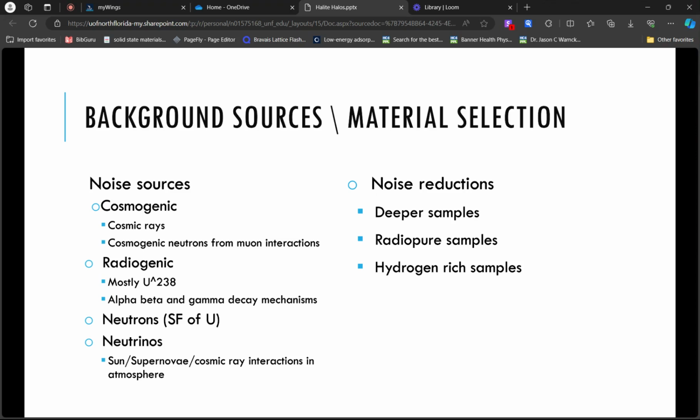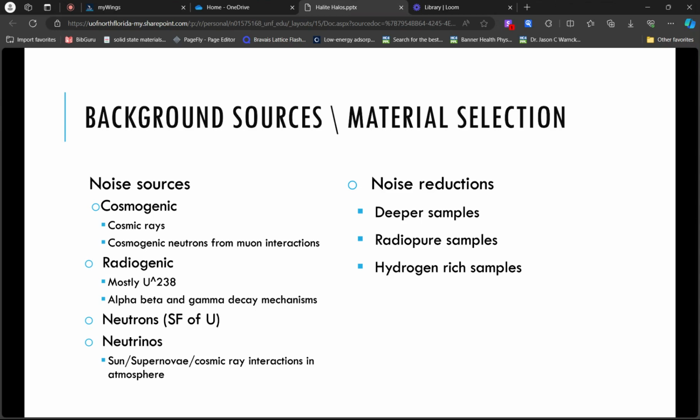Now, radiogenic is from the uranium-238 that is throughout the Earth's crust and a whole lot. And there are also alpha, beta, and gamma decay mechanisms that we also have to worry about from radiogenic sources. We can help with that by taking our samples as more radio-pure samples, things with less radioactive isotopes present within them, or that form away from higher density regions of uranium.